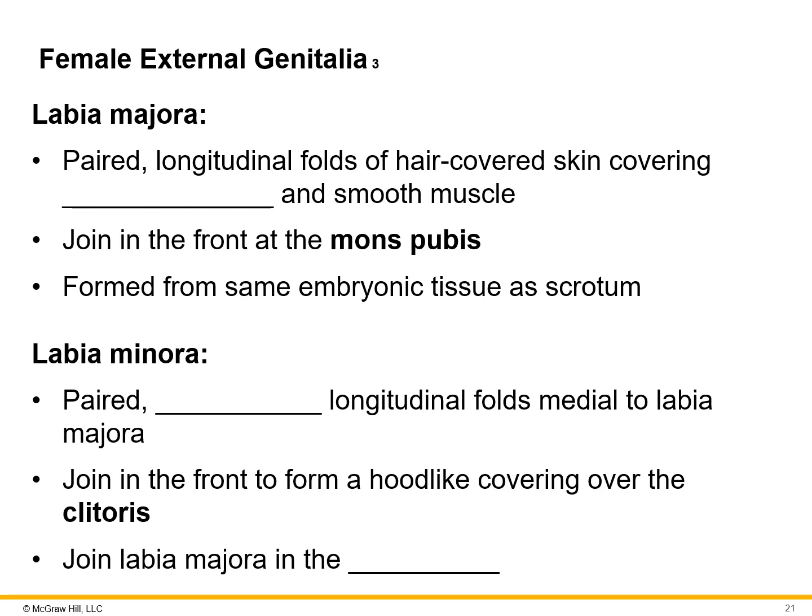Then the labia minora, which are paired thinner longitudinal folds. They're going to be more medial to the labia majora, so they're closer in. They join at the front to form a hood-like covering over the clitoris. This is where most of the sensory receptors are located in the female. And then it's going to join the labia majora in the posterior section, or the back of the reproductive area of the female.